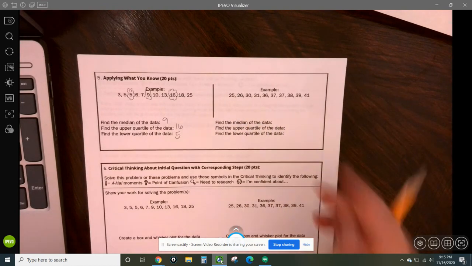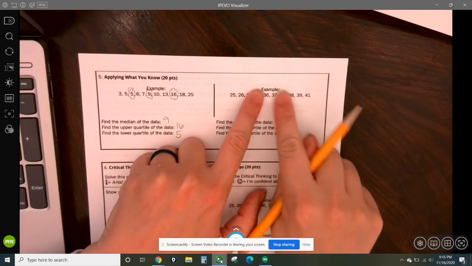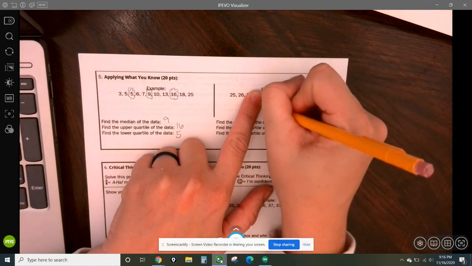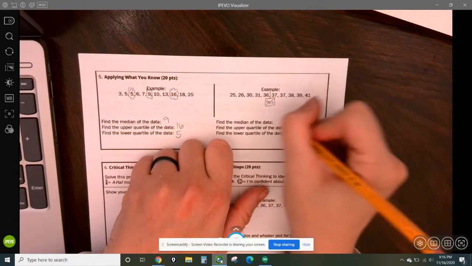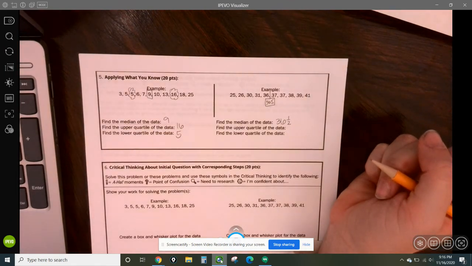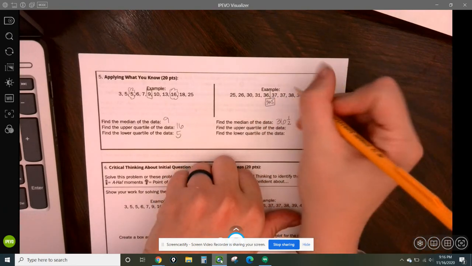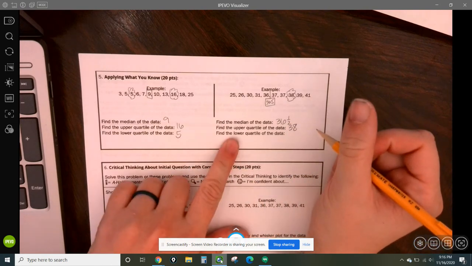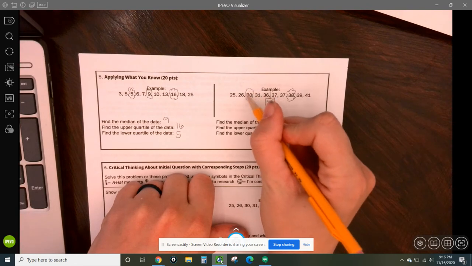Okay, another example, we're going to do the same thing. So first I'm going to find the median. I just need to count in here. So this time I'm right in between 36 and 37. So that's where I'm going to drop down this line here and say that's 36 and a half or 36.5. The upper quartile, so the median of the upper numbers, I'm going to count in and I get 38. And the lower quartile, I'm going to count in and I get 30.